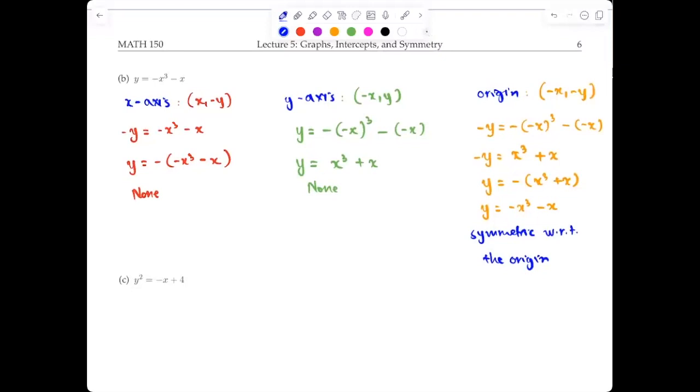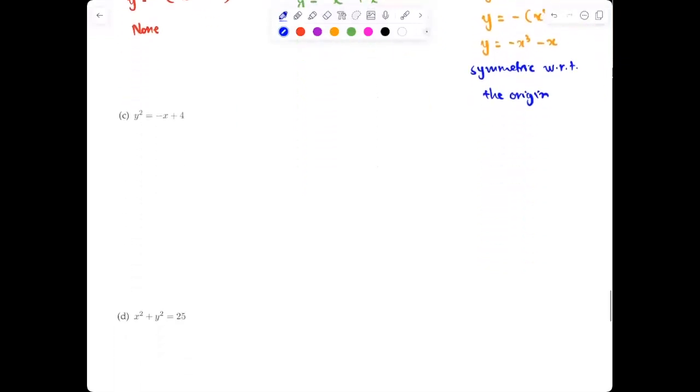Any questions? If you don't have any questions, I'd ask you to spend a little bit of time on C and D by yourself, or you can talk to your friends if you want to. For C and D, again, try to find whether the graph of the equation is symmetric with respect to the x-axis, y-axis, or the origin. Give it a shot and see how it goes.